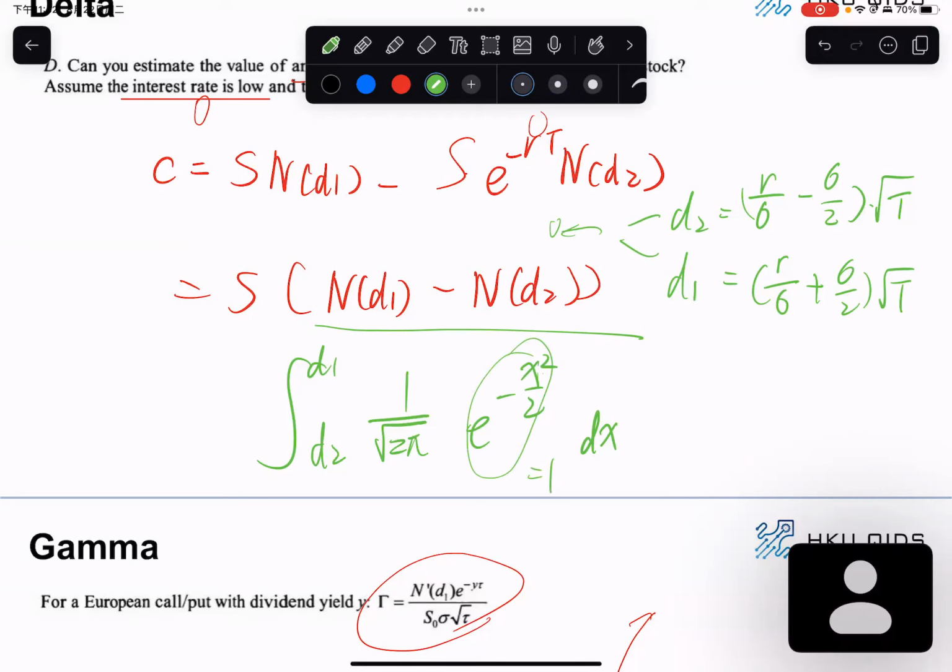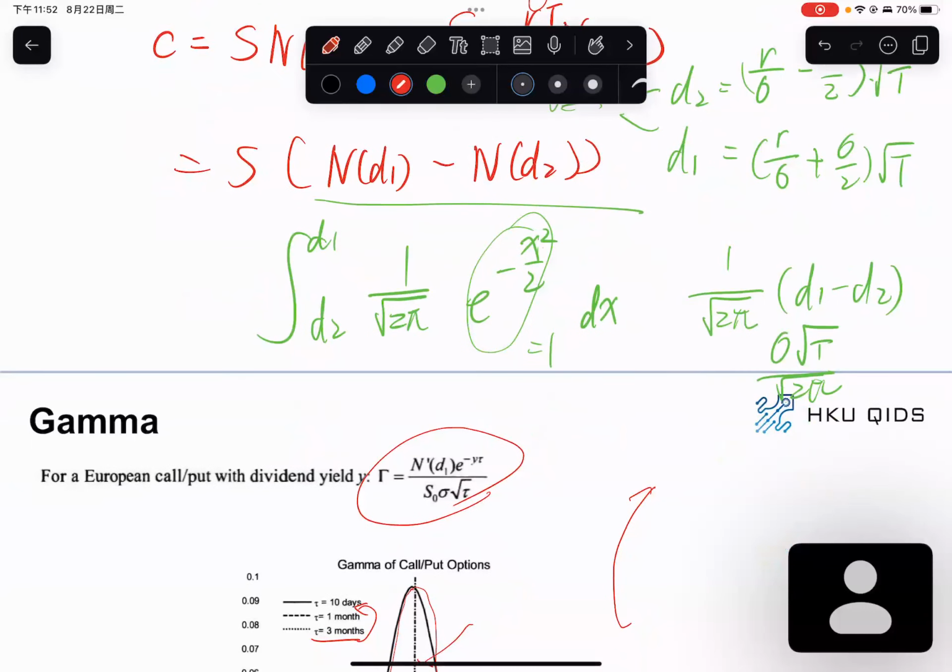So if we assume this is 1, then it just becomes 1 over square root 2 pi times (d1 minus d2), right? And this is going to be sigma multiplied by square root tau over square root 2 pi. And this will be around 0.4 sigma.